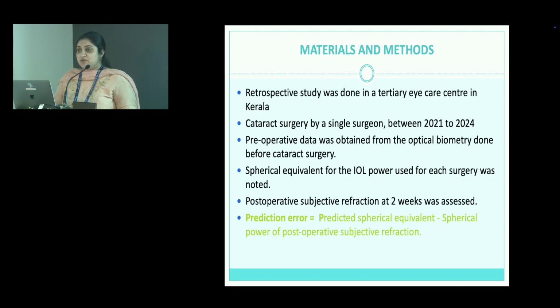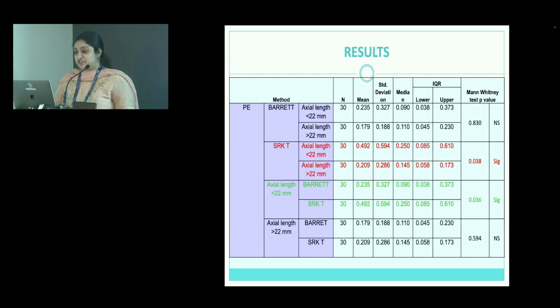The cataract surgery was done by a single surgeon in the period of 2021 to 2024, and preoperative data was obtained from the optical biometry done before cataract surgery. The spherical equivalent for the IOL power used for each surgery was noted. Post-operative subjective refraction at 2 weeks was assessed, and the prediction error was calculated by the difference between predicted spherical equivalent and the spherical power of post-operative subjective refraction.